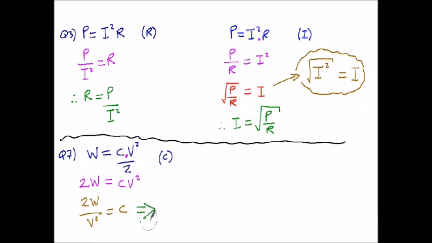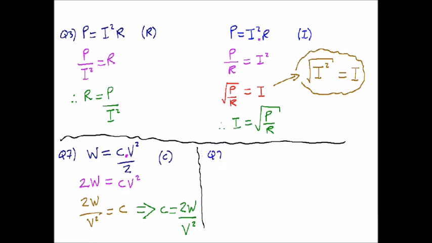So that gives me c is equal to 2w upon v squared. You could do both steps at once. You could multiply by the 2 and divide by the v squared all in the same step if you wanted to, but I've just done it step at a time here to show the process.